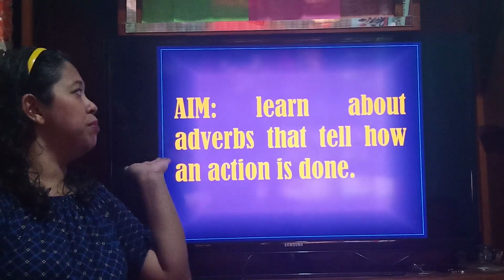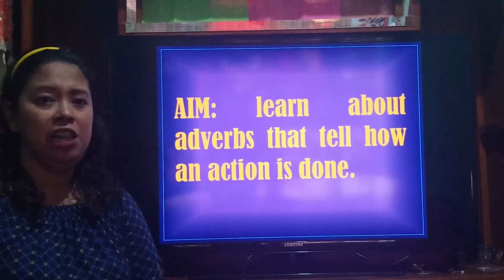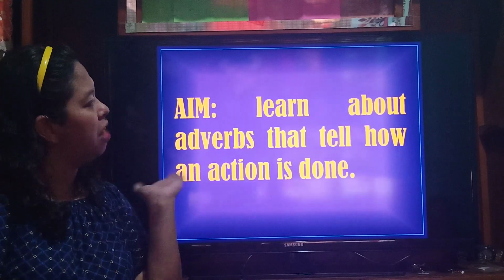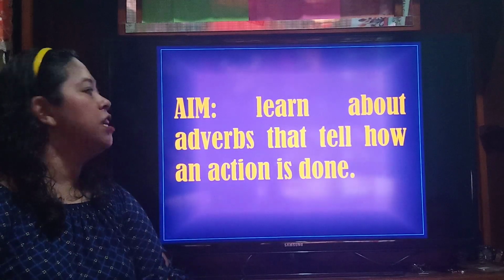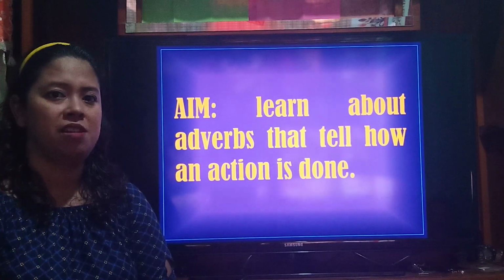Okay, our aim for today is to learn about adverbs that tell how an action is done. Again, our aim for today is to learn about adverbs that tell how an action is done.